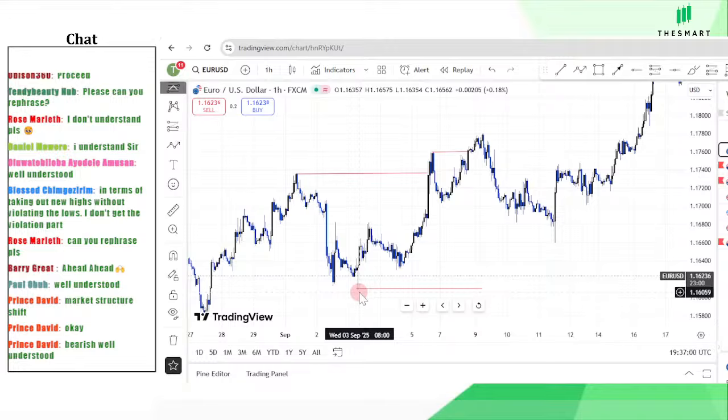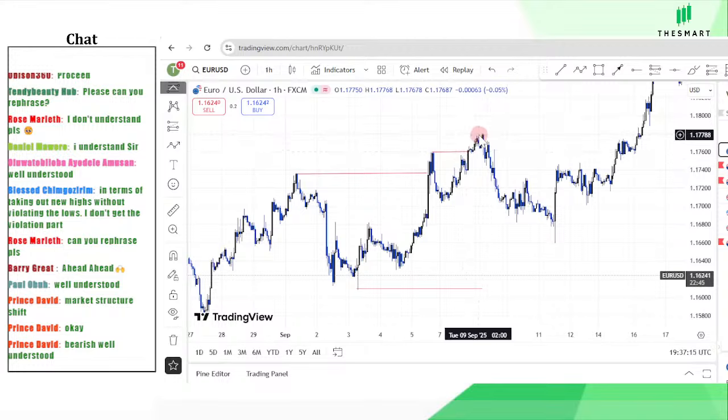That is where we now have external and internal range. I will get to explain that after explaining consolidation and accumulation. So afterwards, this high was taken out. We have a new high at this point. A new high at this point.